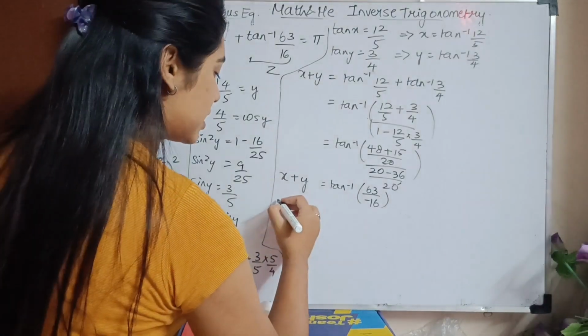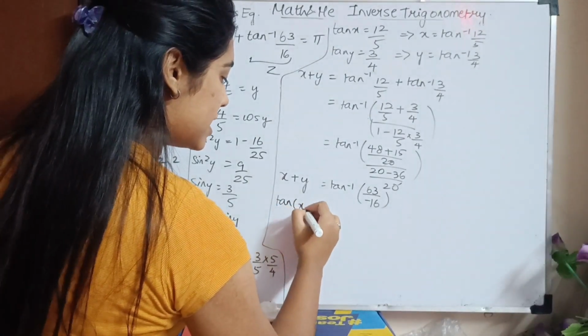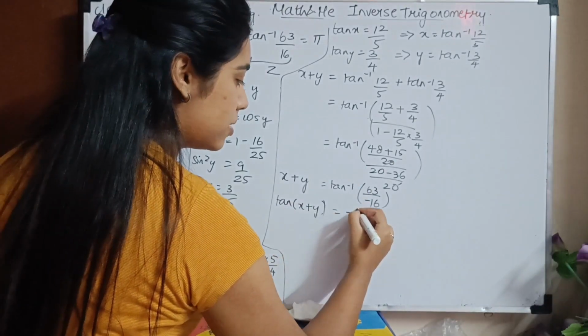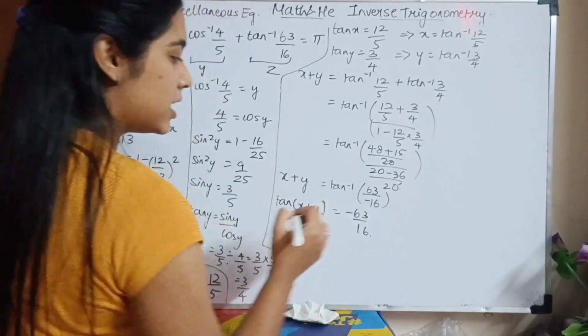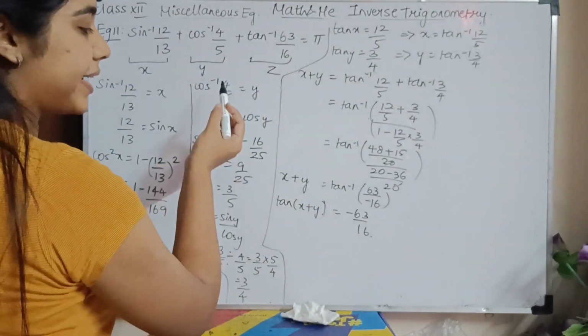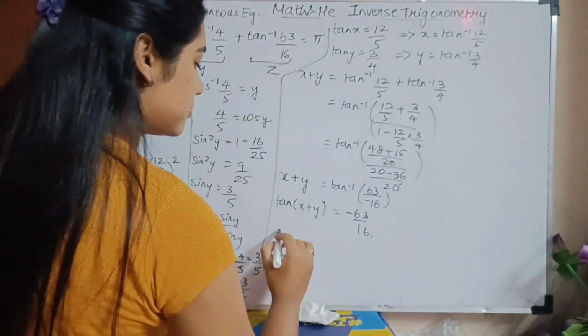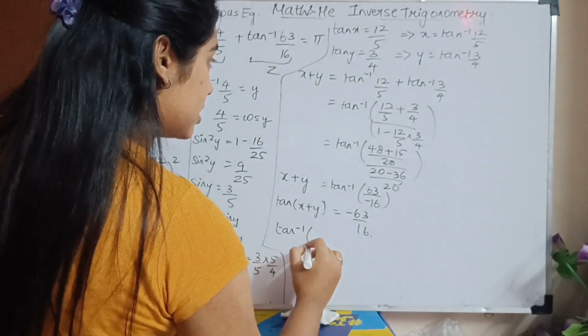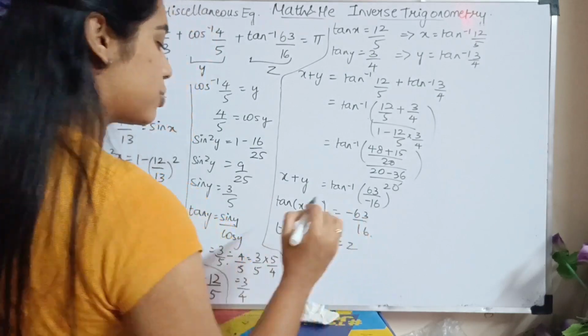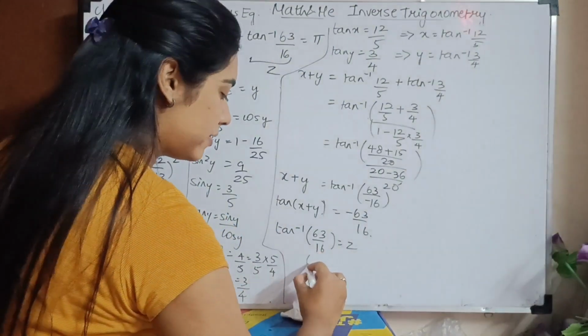So, this can also be written by taking tan on both sides. Tan of x plus y, tan of tan inverse of this particular term. So, it will be minus 63 divided by 16. Now, I have tan inverse of 63 divided by 16 is going to be my z. So, what will I have?